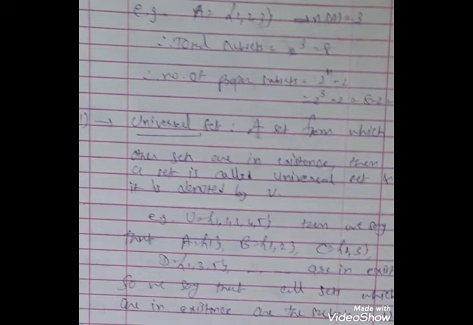So a set from which other sets are in existence is considered the universal set, and it is denoted by capital U. As for example, if we want to write these sets like A equal to {1}, B equal to {1, 2}, C equal to {1, 2, 3}, D equal to {1, 2, 3, 4}, E equal to {1, 3, 5}, F equal to {1, 2, 4}, etc. So all these sets have minimum value 1, maximum is 5.